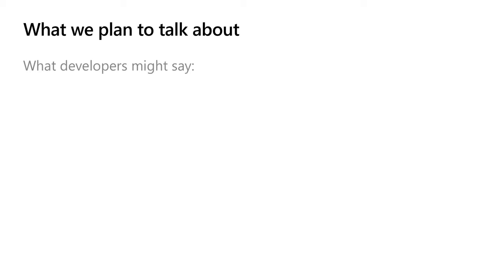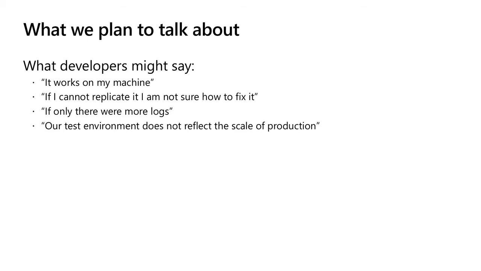So what we plan to talk about in general, though, is some of the rubbing points that we know developers have, and the people who support deployments and in production. Some of the things they happen to say to us: it worked on my machine, right? The age-old classic thing that every developer said, it worked when I was doing it, and it was just fine, right? Or if I can't replicate it, I'm not sure exactly how I'm supposed to fix a bug.